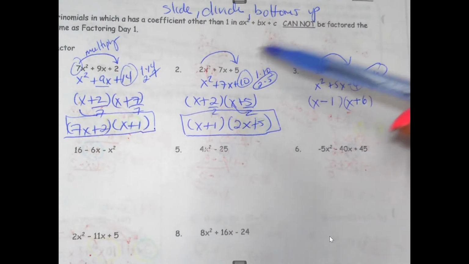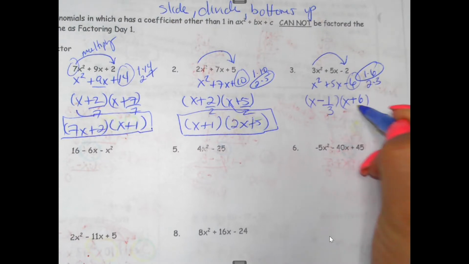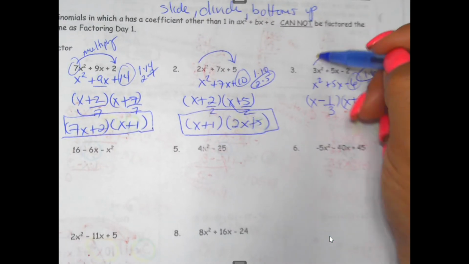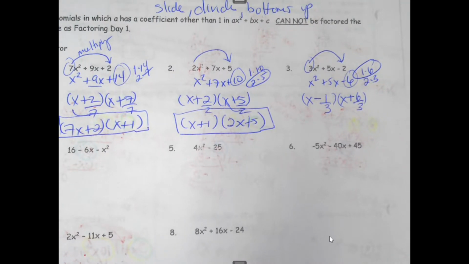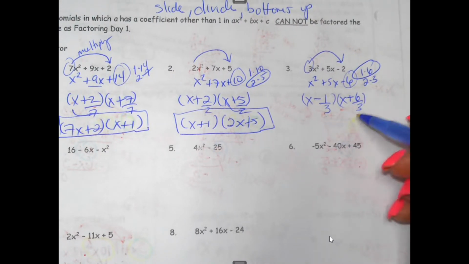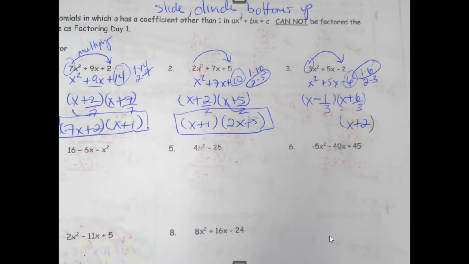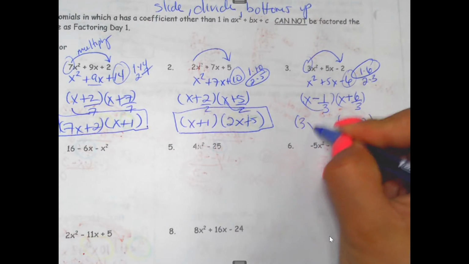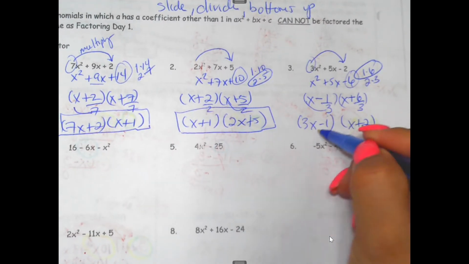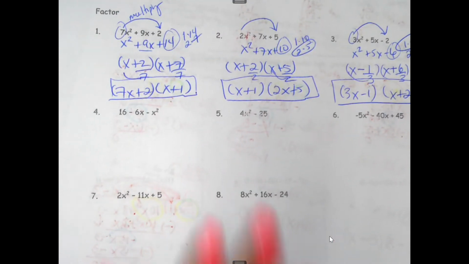All right, now we're in the divide part. We divide by the number we multiplied by, 3, which is always going to be the first term there, or the coefficient of x squared. So this doesn't divide, but this does. x plus 2, right? 6 divided by 3 is 2. And then we do bottoms up with 3: 3x minus 1. This is our answer. All right.